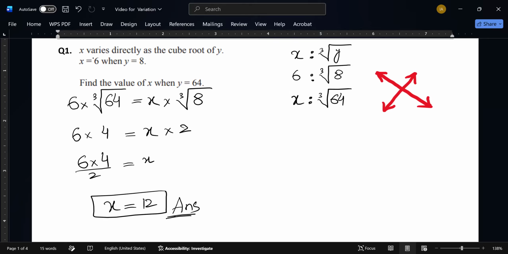As you observe, the value of x increases. You notice that the value of x is 12, which is bigger than 6, which tells you they are directly connected with each other. One quantity increases, the other also increases. Okay, let's take another question.